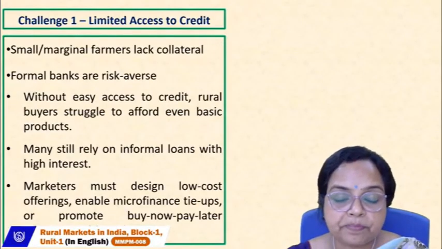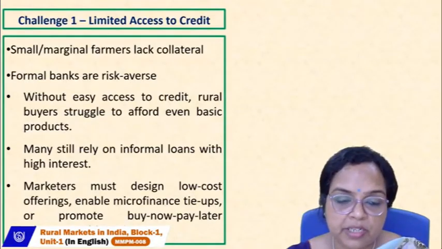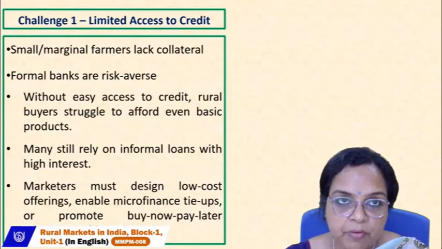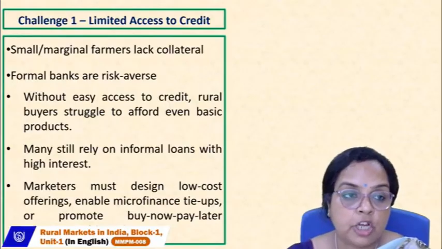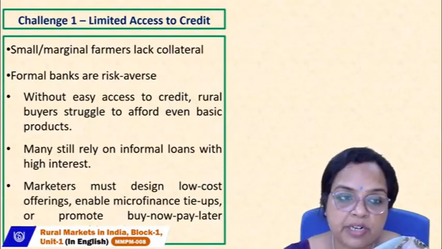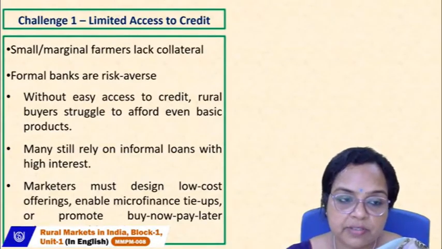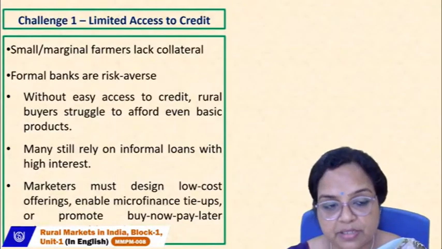Challenge number one is limited access to credit, because they don't always have money in their pocket to buy. Sometimes they want to purchase something, but there is a limitation on the cash side. So let's understand the first challenge for marketing functions. They have limited access to credit because small and marginal farmers lack collateral for bank loans. Formal banks are risk averse. Without easy access to credit, rural buyers struggle to afford even basic products.